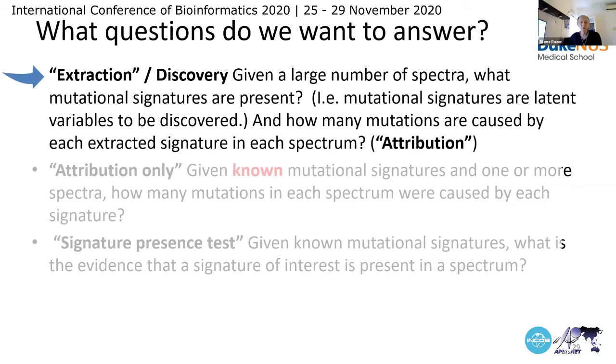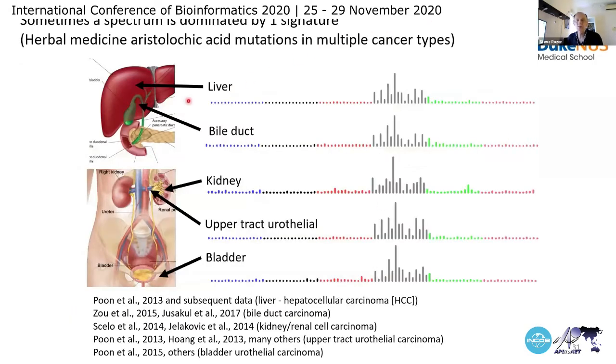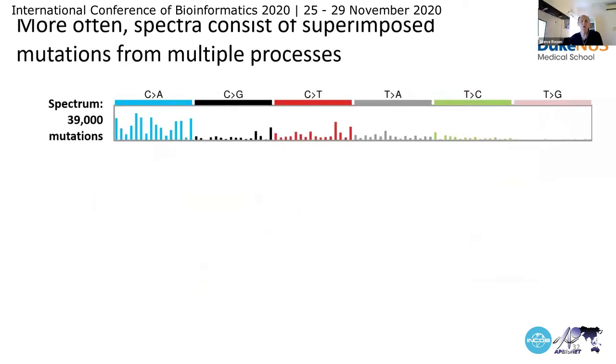So we'll focus first on extraction or discovery. Many signatures have been extracted, and many of these have been confirmed by additional evidence, either by experimental evidence or by correlation with other factors. And sometimes the spectrum is dominated by one signature. So these are actually the spectra of these cancers, but they're dominated by the signature of AA. So when you look at them, you basically just see the signature of AA in the spectrum.